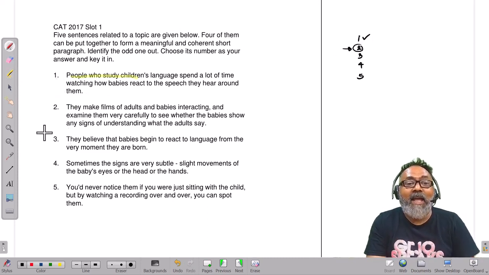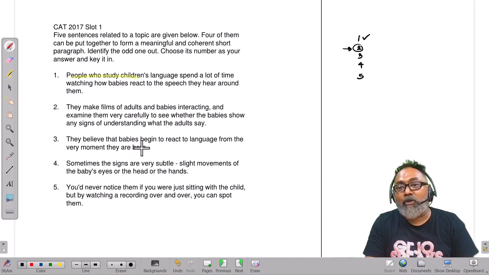Okay, "They believe that babies begin to react to language from the very moment they are born." Okay, that also needs support.